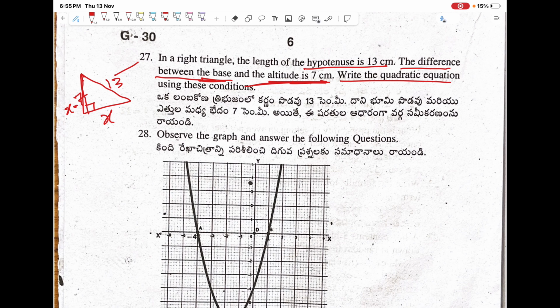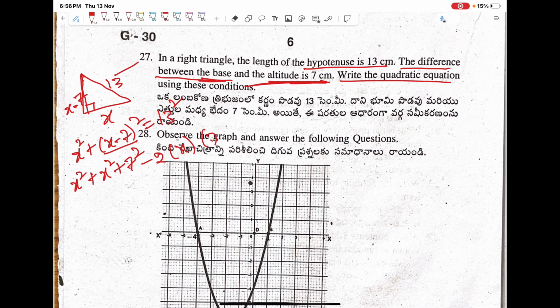When it is a right angle triangle and all the sides are given, you go to the Pythagoras theorem. The sum of the squares of the two sides equals the square of the hypotenuse, which means x square plus (x minus 7) whole square equals 13 square. Let us expand this one using the formula (a minus b) whole square equals a square plus b square minus 2ab, equals 13 square, value 169.